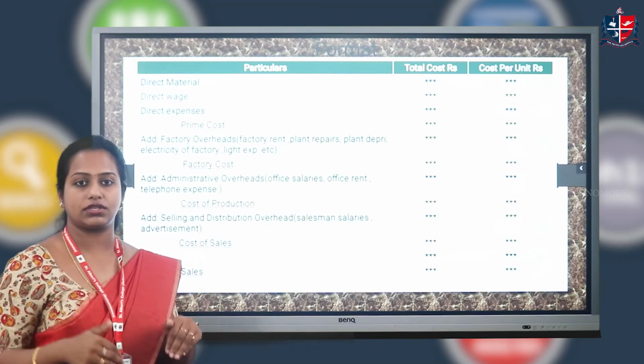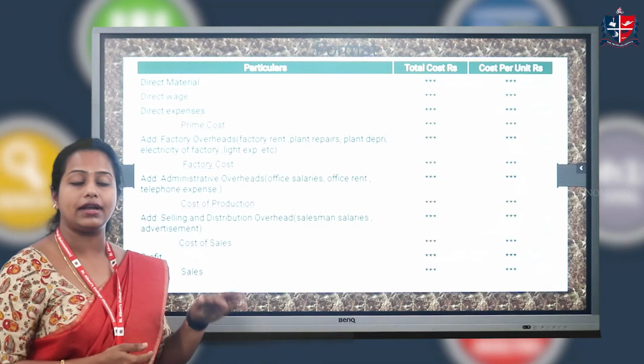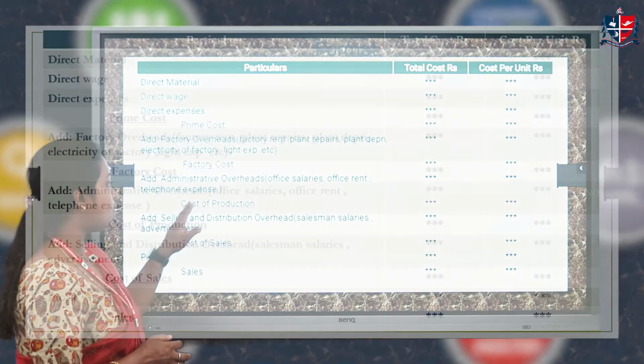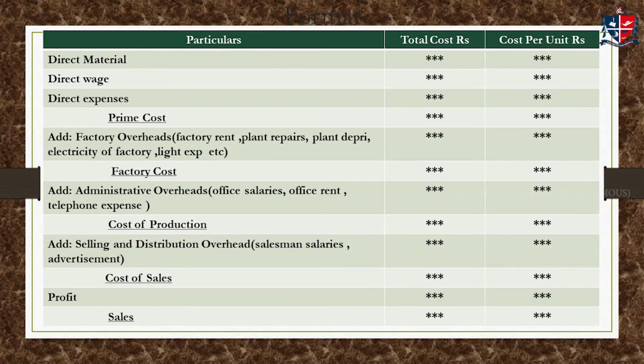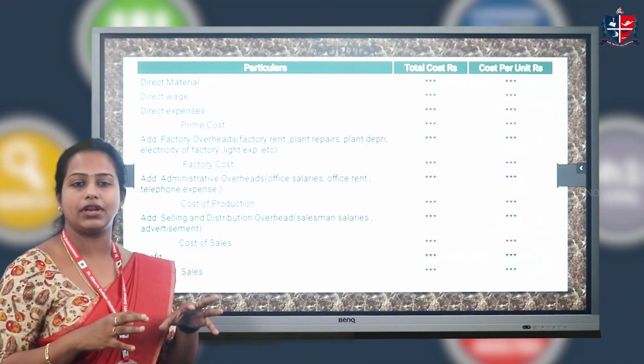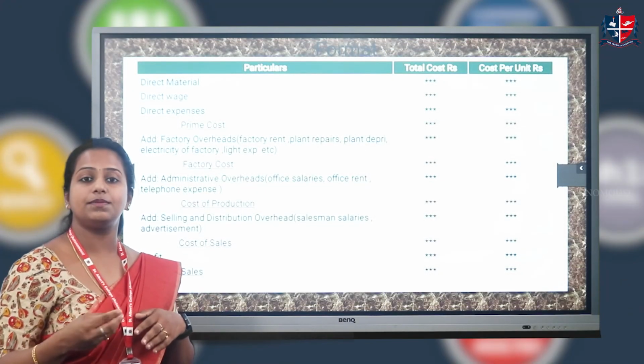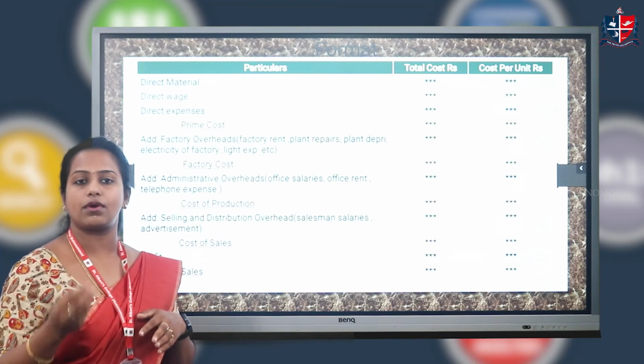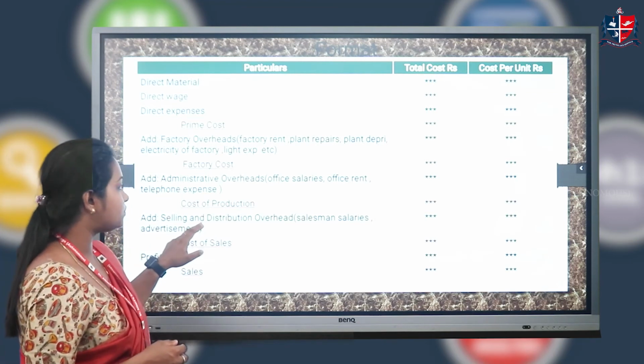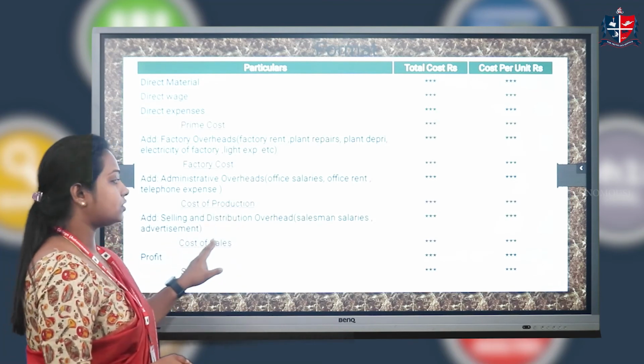Now we need to find the cost of sales. To find the cost of sales, you need to add selling and distribution expenses to the cost of production. What are selling and distribution expenses? All the expenses incurred while we are selling or distributing the product. We can include the salesman's expenses, salesman's salary, advertisement expenses, and all expenses related to distribution or incurred while selling a product. If you add that to the cost of production, you get the cost of sales.